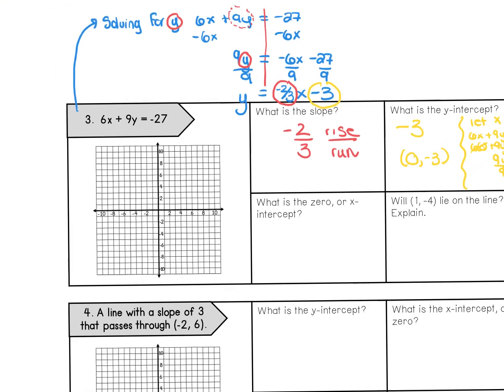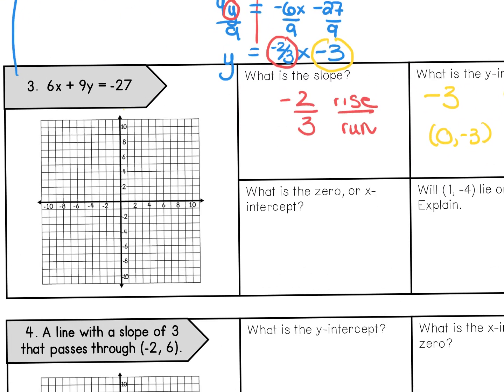Because I'm in slope-intercept form, I can graph it. So here's my y-axis, and my y-intercept is negative 3, so right there. And then I'm going to use my slope, my rise over my run. So my rise says to go down 2, and my run says go over 3. So there's my next dot. From there, you can draw your line.